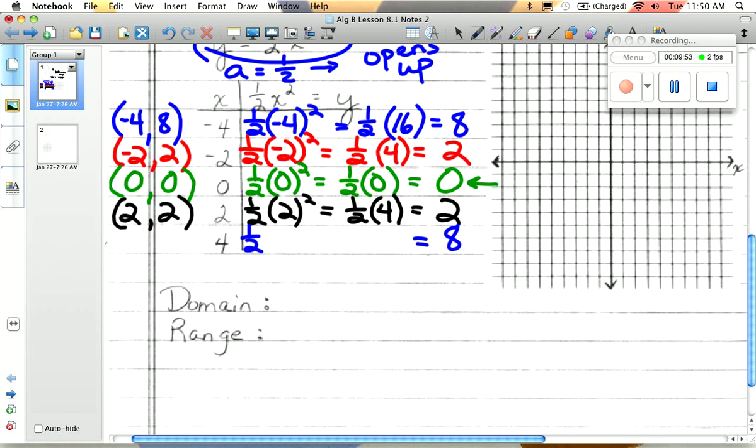Half of +4 squared, which is half of 16, and half of 16 is positive 8. Okay, go ahead and put those 5 points on your coordinate plane on your graph.